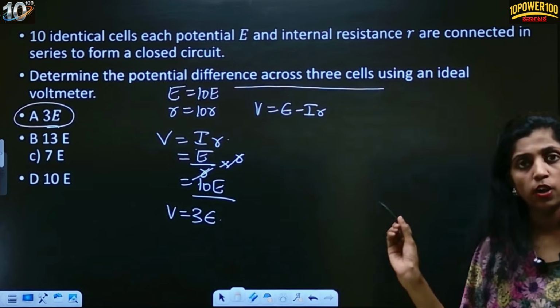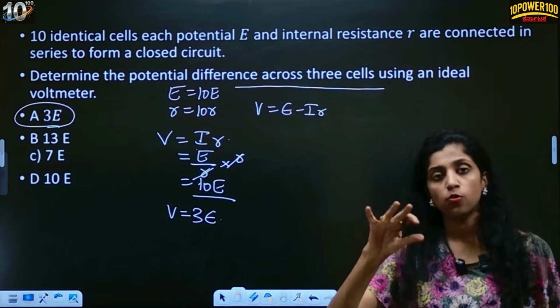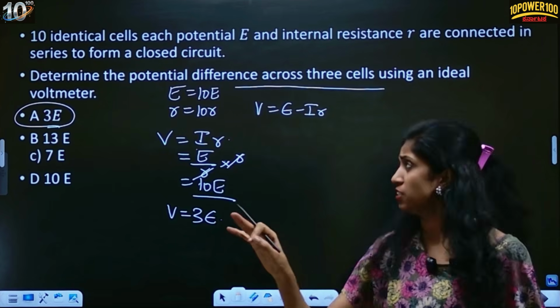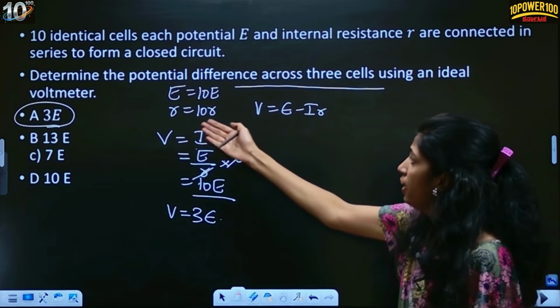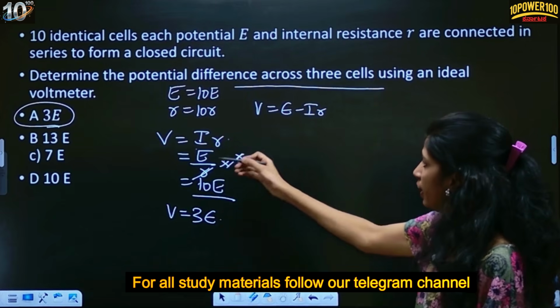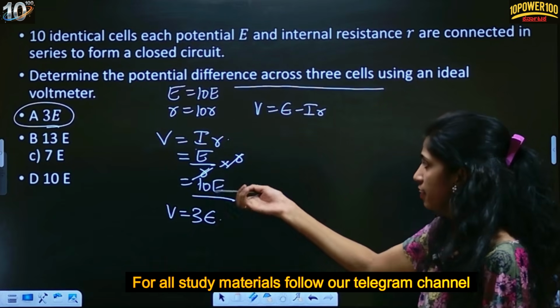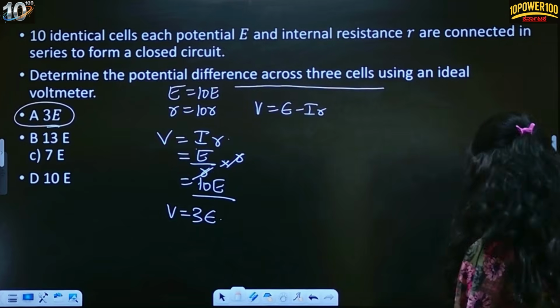I hope you all understood this. Just 10 cells; they are not saying 1, 3, 2 are wrongly connected. It's a direct question. 10 cells are connected, and internal resistance is there. So I took 10E and total resistance as 10R, and the potential formula is IR. We get I as E by R, and R gets cancelled. Of course, potential difference is the EMF, so directly you can take it as 3 times E.